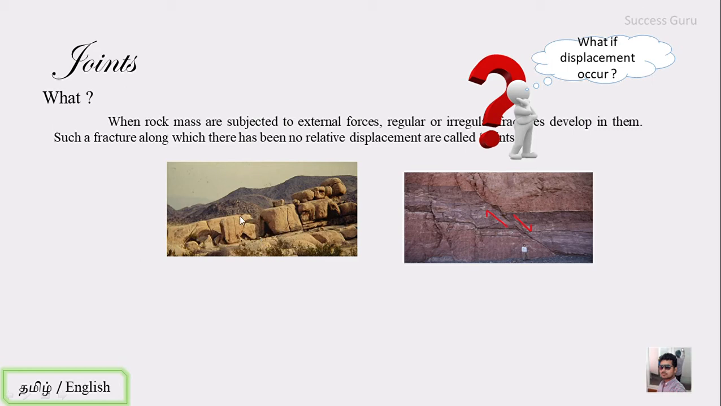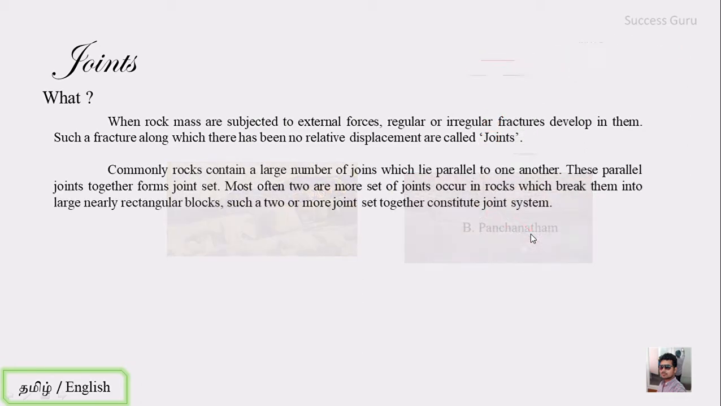So this is a joint, where there is no displacement, and this is a fault, where there is displacement along the fracture plane. Is that clear? Okay. Commonly, rocks contain a large number of joints which lie parallel to one another, and these parallel joints together form the joint set. Most often two or more sets of joints occur in a rock, which break it into rectangular blocks, and such two or more joint sets together constitute the joint system.